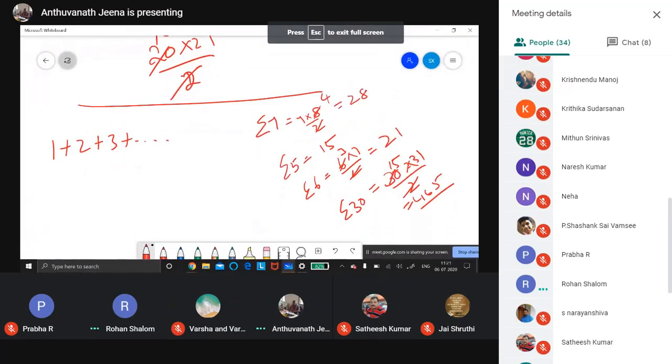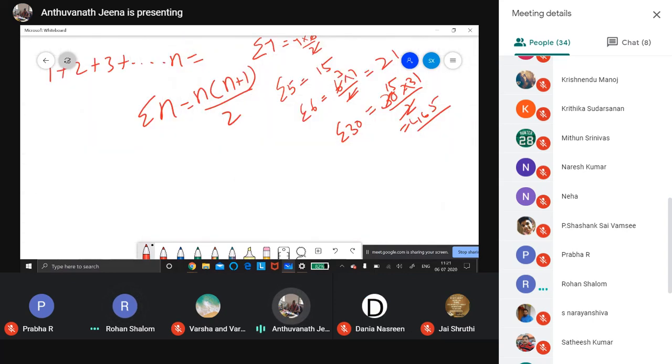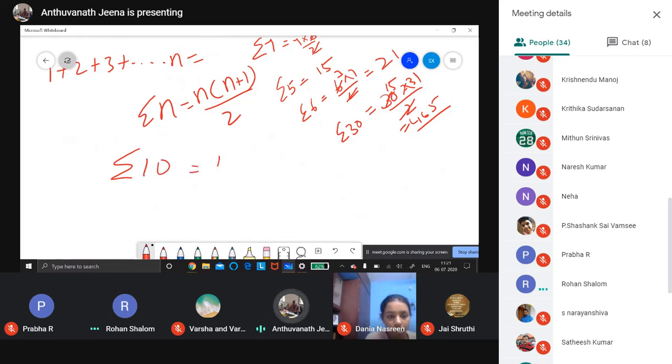If you take continuous numbers, consecutive positive integers, the sum of all positive integers up to the last number n can be found using the sigma n formula. Sigma n is equal to n into n plus 1 divided by 2, that is, n into the next number divided by 2. For example, sigma 10 means 10 into the next number, 11, divided by 2, which is 55.